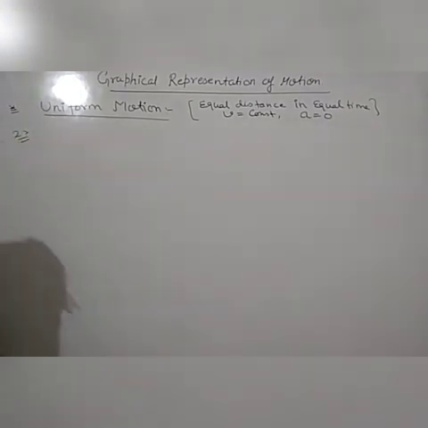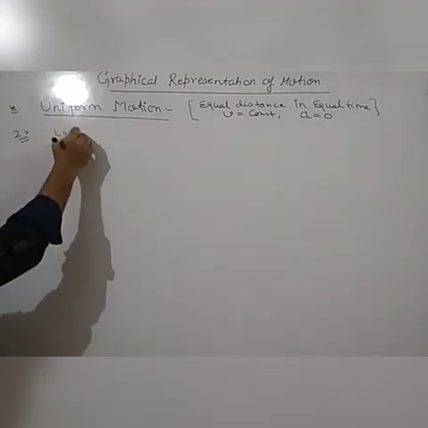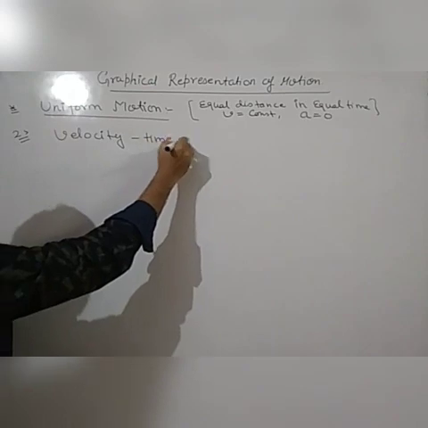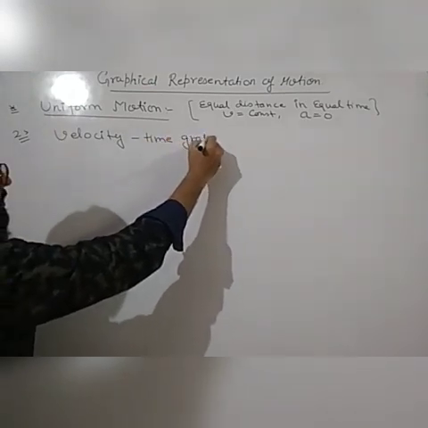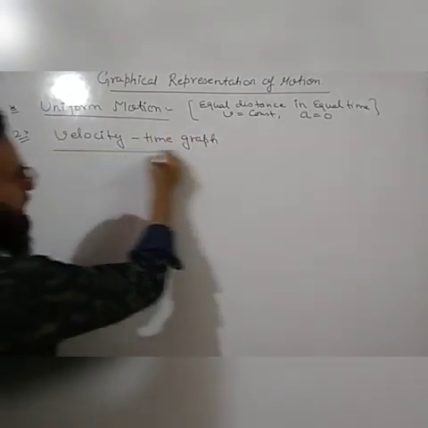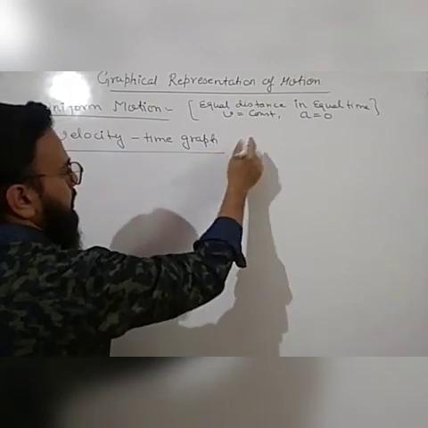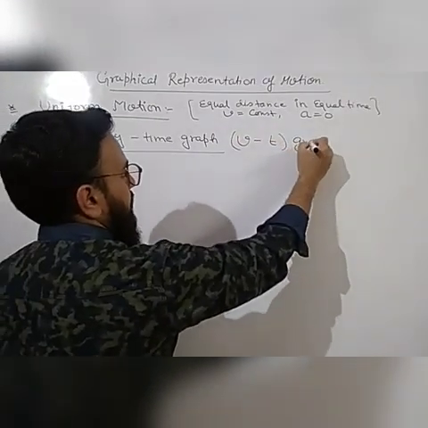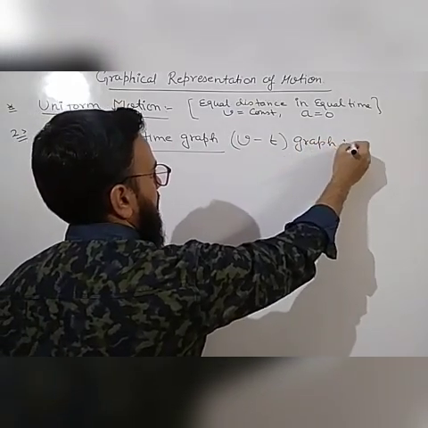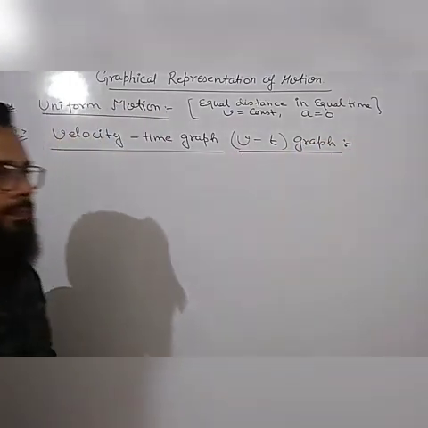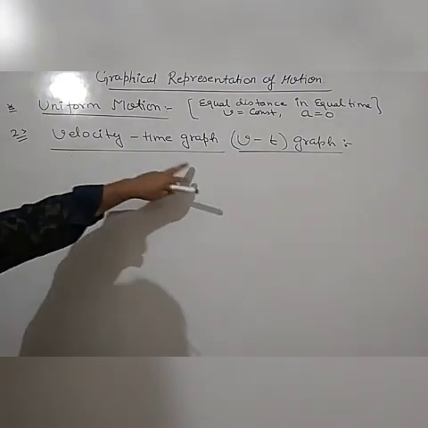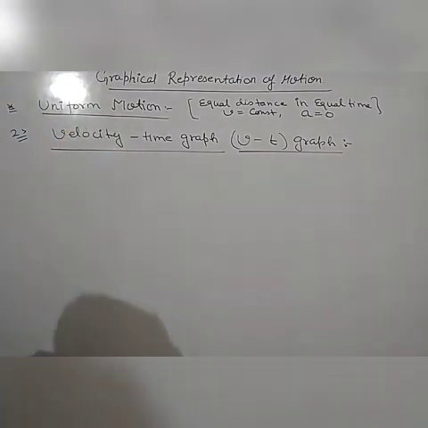The second graph is the velocity time graph. It is also written as VT graph. Velocity time graph or VT graph. So we are going to draw the velocity time graph for uniform motion.